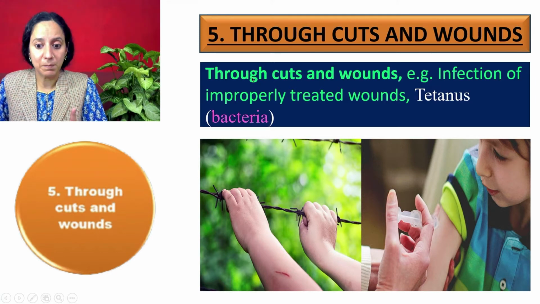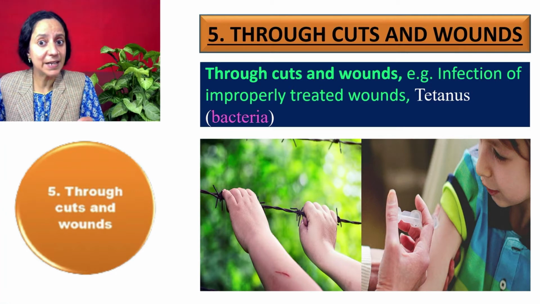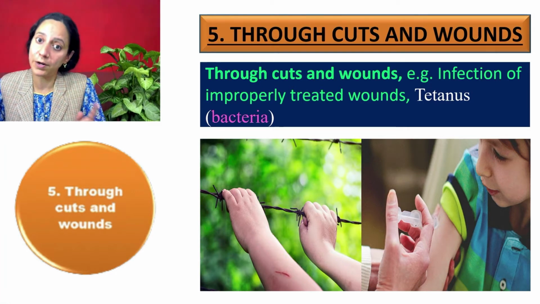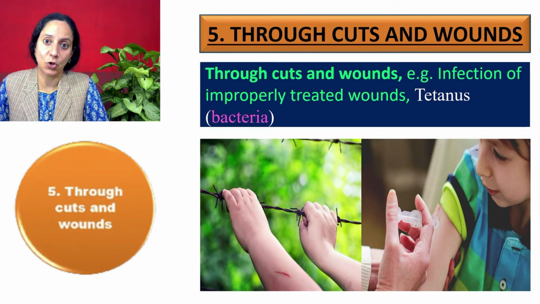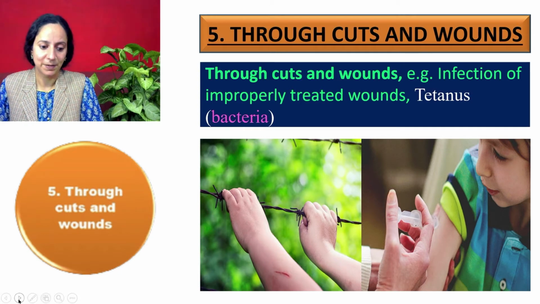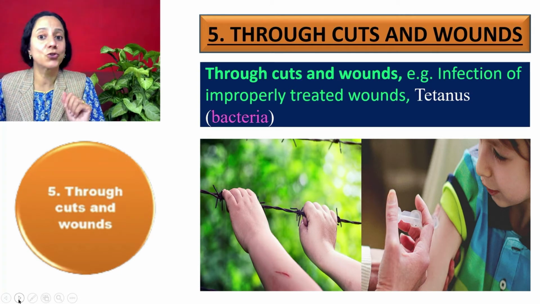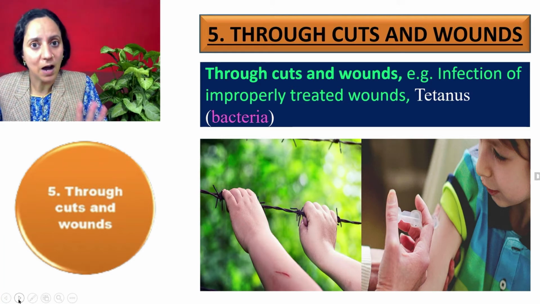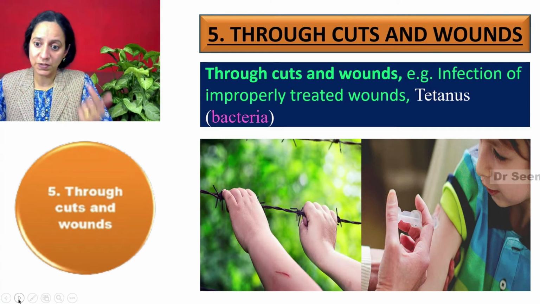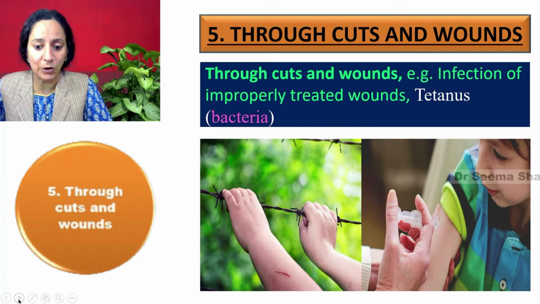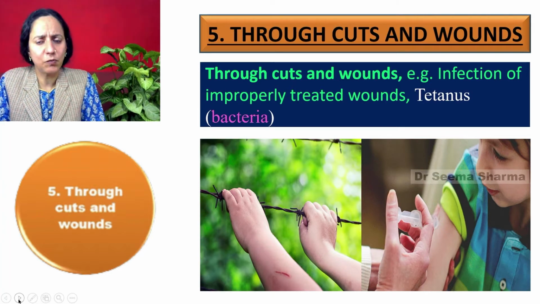It leads to paralysis of muscles and stiffness. So always remember, if you get a deep bruise while playing in the ground or through some rusted iron article, you should go for an injection of tetanus toxoid. It's a must. So these are the 5 routes through which these harmful microbes or pathogens get an entry into our body and are responsible for a number of diseases in human beings.